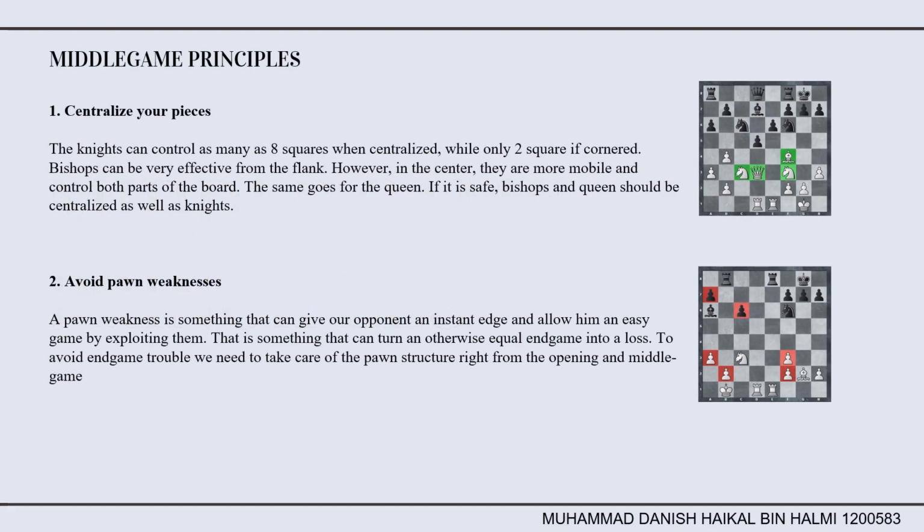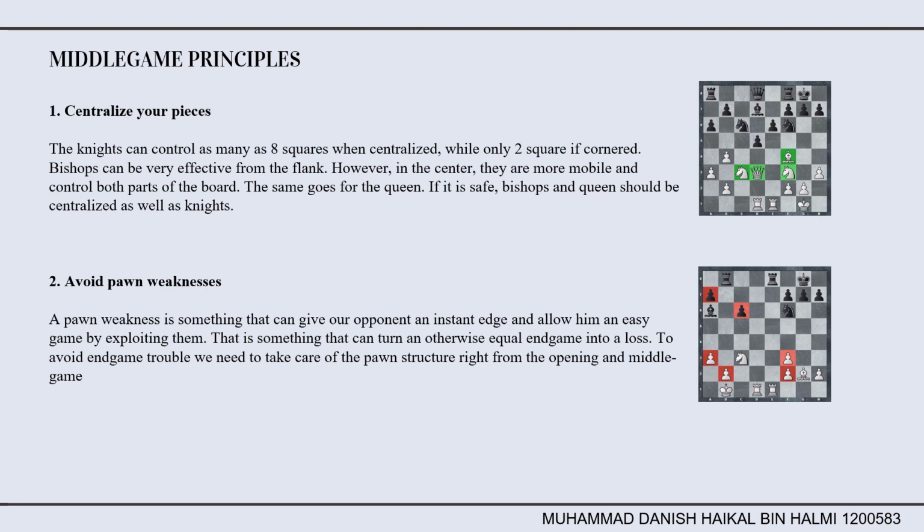So now let's move on to the middle game principles. The first principle is to centralize our pieces. As you all know, the knight can control as many as eight squares when centralized, while only two squares if cornered. The bishop can also be very effective from the flank. However, in the center, they are more mobile and control both parts of the board. The same goes for the queen. If it is safe, the bishop and queen should be centralized as well as the knight.